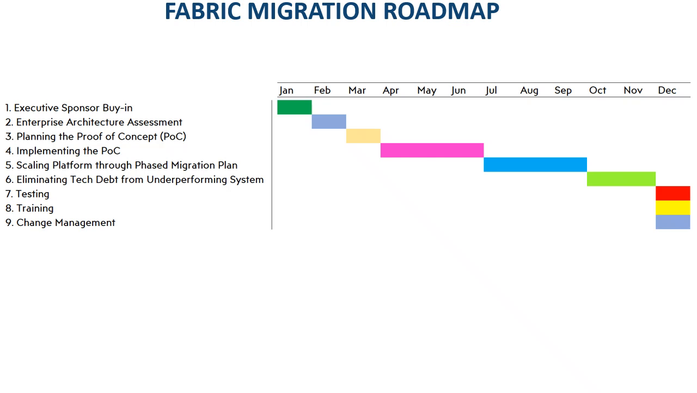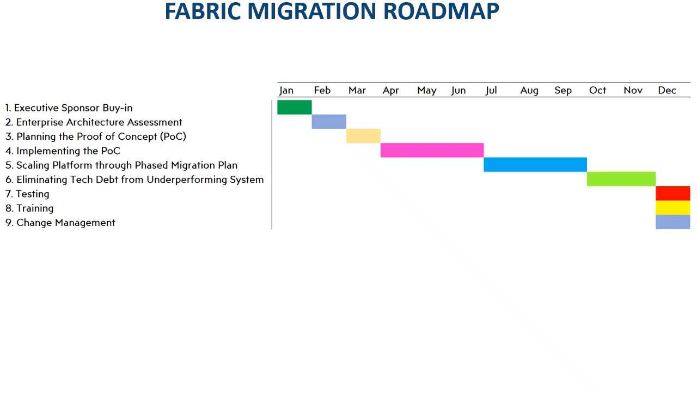Number 4, implementing the POC. With planning complete, the POC environment is built on Fabric. Selected data and workloads are migrated, and integration, performance, and governance tests are conducted. Feedback from users helps us analyze outcomes and refine the approach. Deliverables include an operational POC environment, comprehensive test reports, and documented lessons learned.